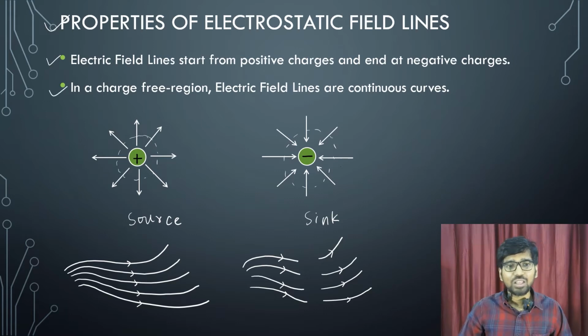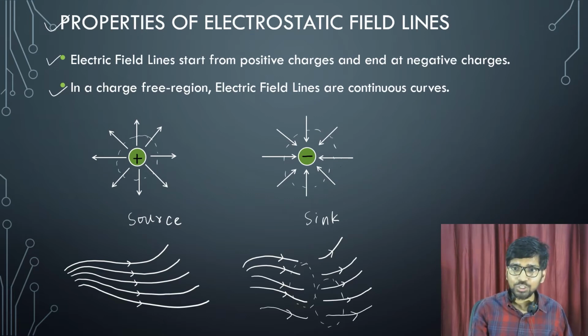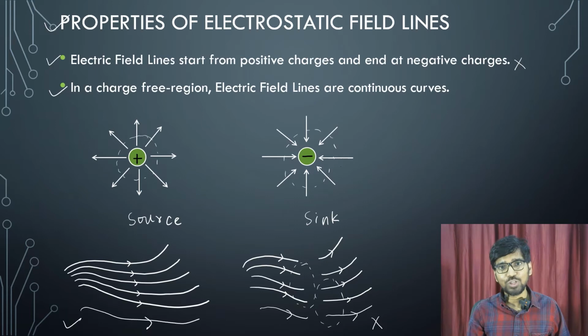The next point says that in a charge-free region, in a region containing no net charge, electric field lines are continuous curves. How so? Imagine the opposite, the contradictory situation in which electric field lines are discontinuous in a charge-free region. Then electric field lines are vanishing into thin air and emerging from a region containing no net charge, which opposes our first point. Fine. Therefore, this can never be the case. Electric field lines have to be continuous in a charge-free region. Fine. Let's move to the next point.